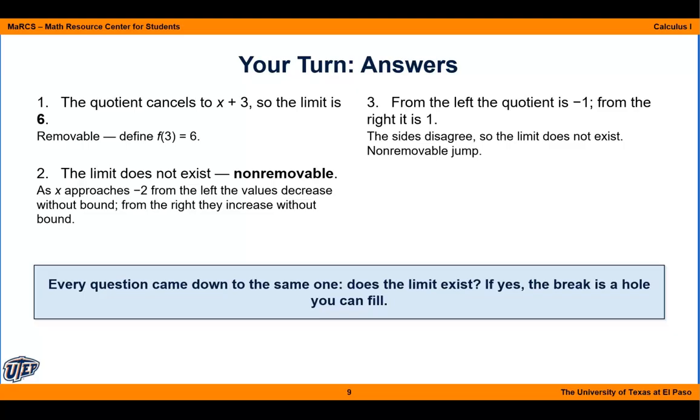For problem 3, the left-hand limit is -1 and the right-hand limit is +1. Since the one-sided limits disagree, the two-sided limit does not exist. This is a non-removable jump. Every problem came down to the same question. Does the limit exist? If it does, the break is a hole we can fill.